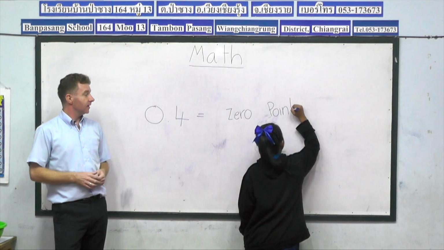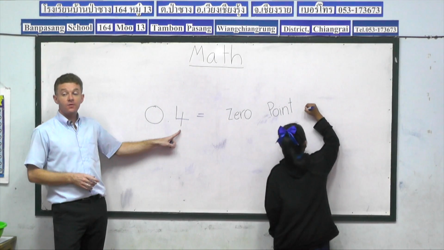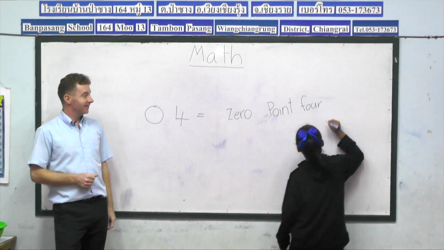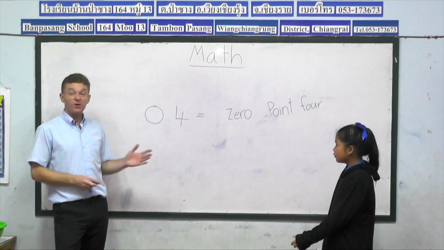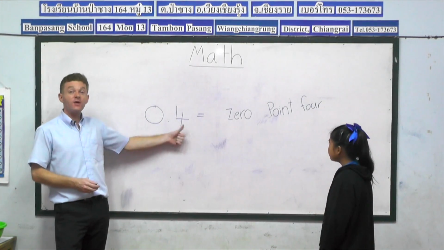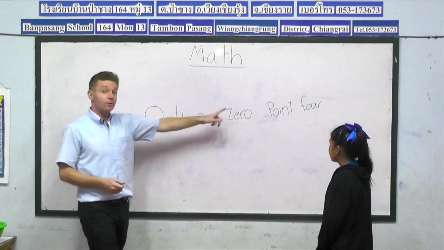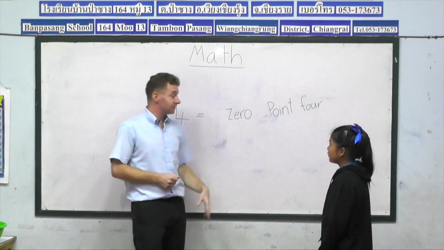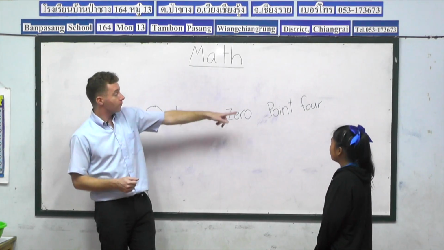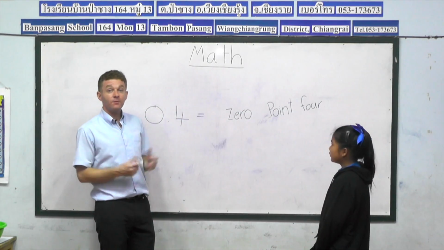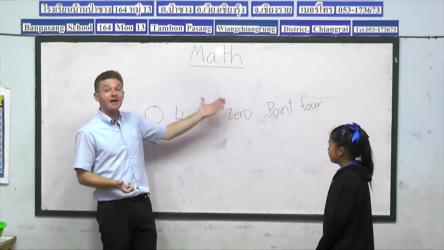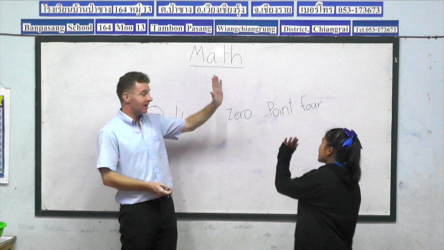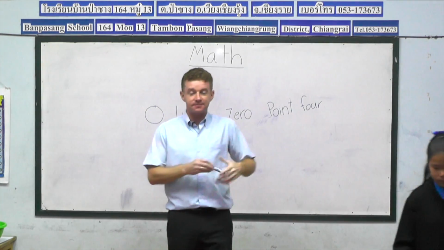P-O-I-N-T. And then our number this time. Perfect. Lakdao, that's brilliant. So you can see we've got 0.4 in digit form, and Lakdao has shown how to write 0.4 in word form. So let's say together 0.4, which is the decimal in digit and word form. Lakdao, that was excellent. High five and a big round of applause for Lakdao, please, guys.